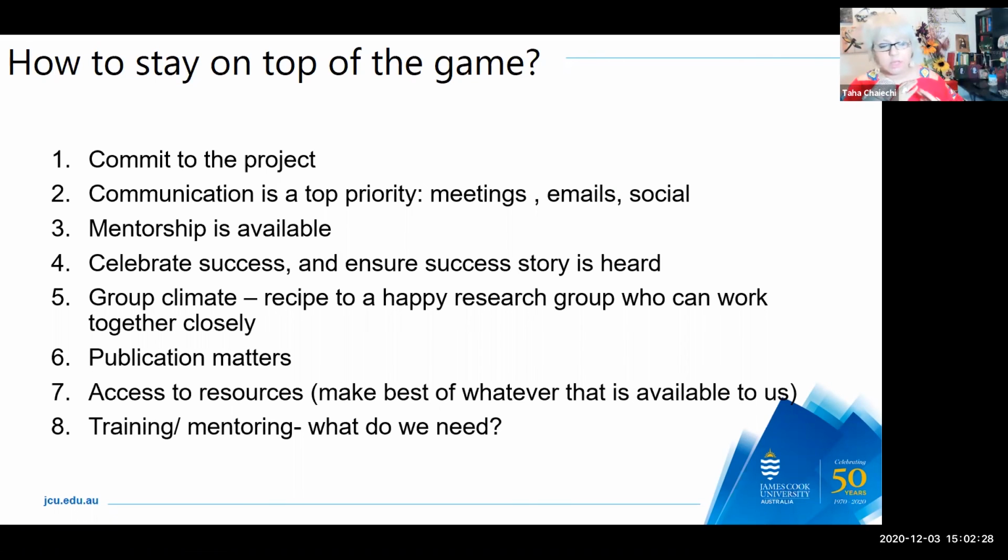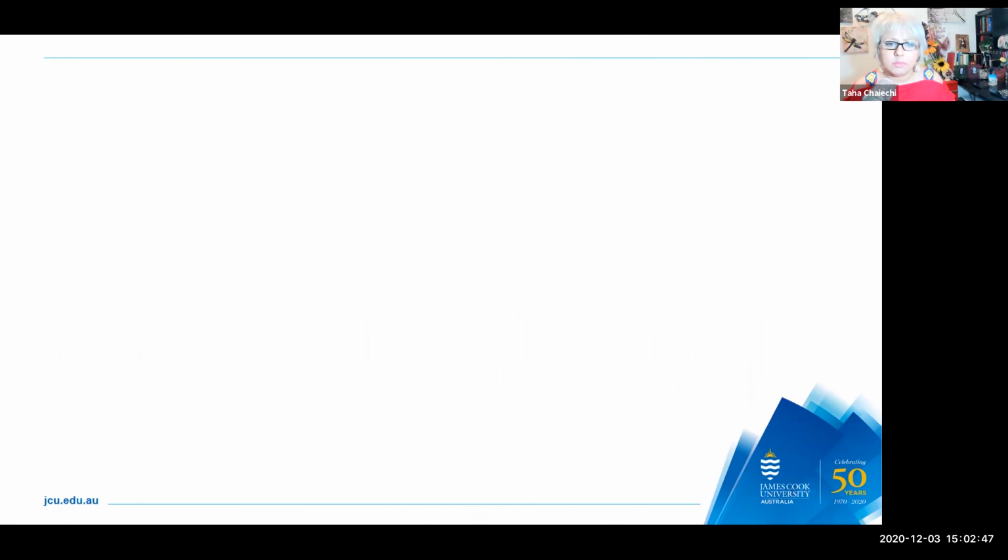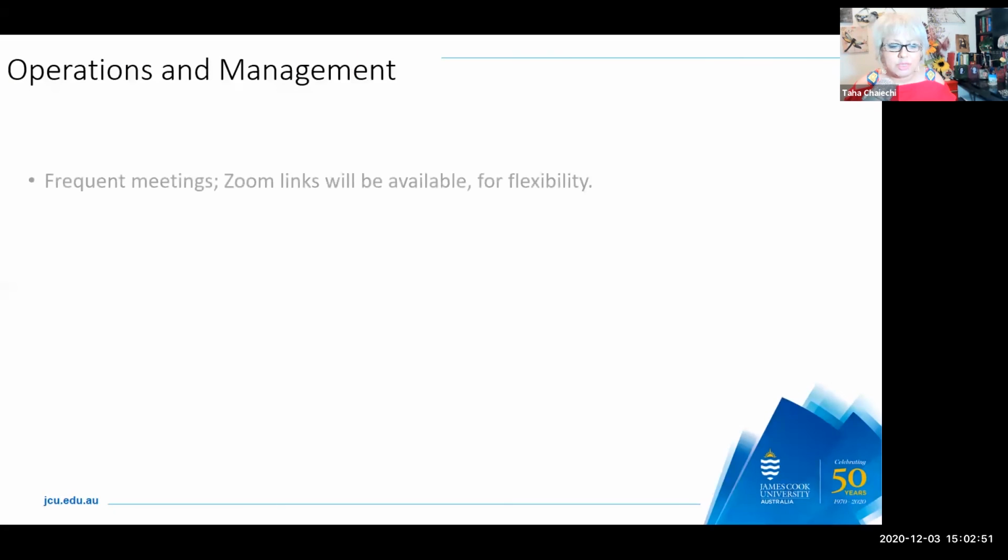So keep the communication open, understand the needs of your team, and then expect from them. So expectations, not only support, but also expectations. Expectations are those commitments that we just talked about in the previous slide. Okay, operations and management of the team.